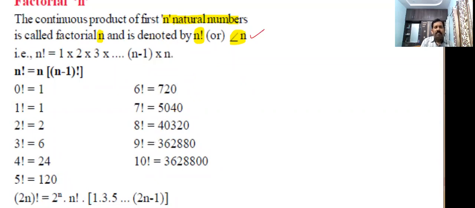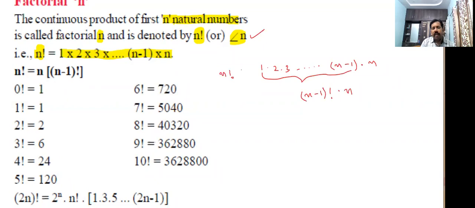Now see here, n factorial is equal to 1 into 2 into 3 and so on up to n. These are the product of n natural numbers. But here, 1 into 2 into 3 and so on, n minus 1 into n. Observe that the product of n minus 1 terms we can write as n minus 1 factorial, into the extra n. This is total n factorial only. n factorial is equal to n into n minus 1 factorial.